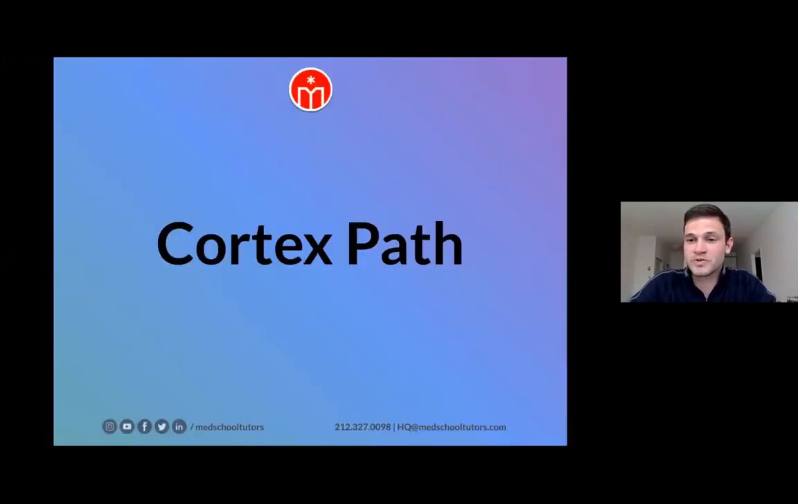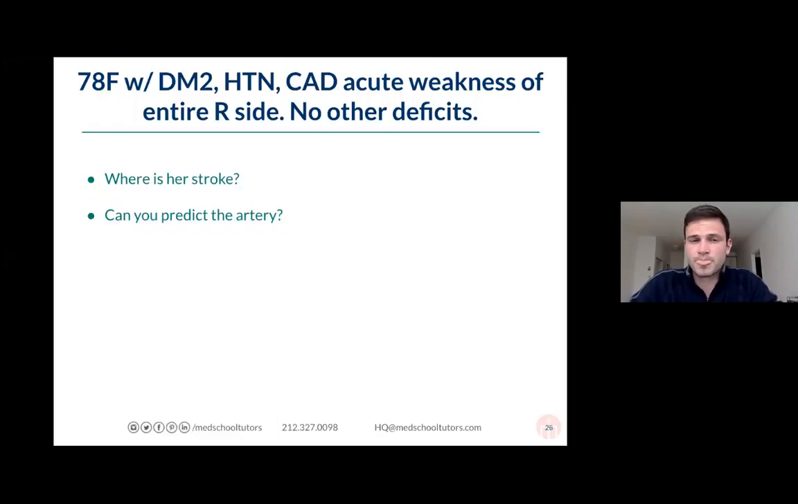Okay, so I wanted to briefly touch on how to use the corticospinal tract to help you with strokes. Okay, a 78-year-old female, she has diabetes, hypertension, coronary artery disease, and acute onset weakness of her entire right side. She has no other problems. Where's her stroke? Left, perfect, that's fine. I love if you start with left.